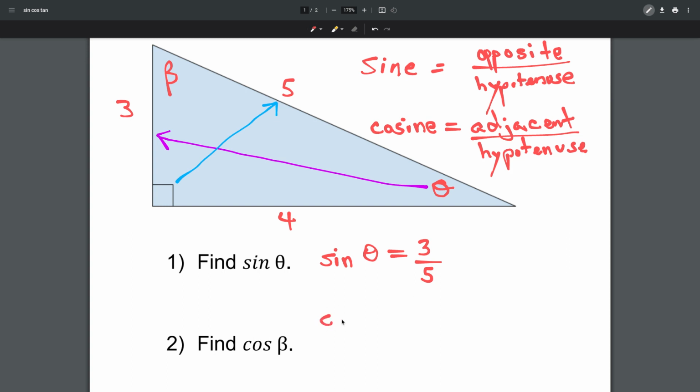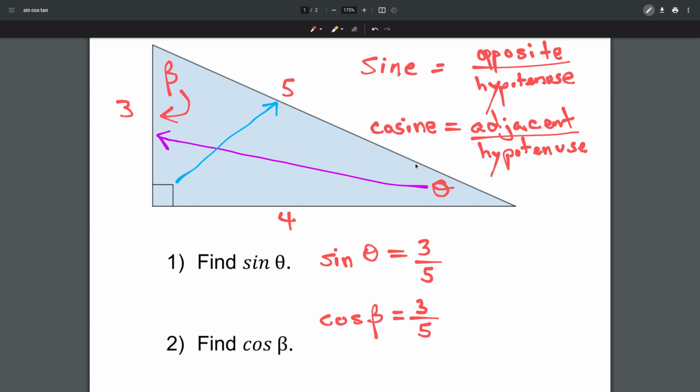We're trying to find the cosine of the angle beta. Very much depends on what angle you're looking for. So beta's up here. If we want to find the side that's adjacent to it, next to it, that's not the hypotenuse, well, in that case, that's 3. So that's 3 over the hypotenuse, which is 5.